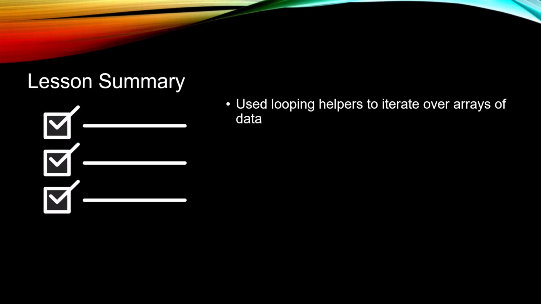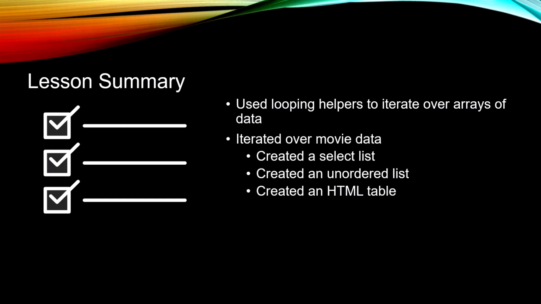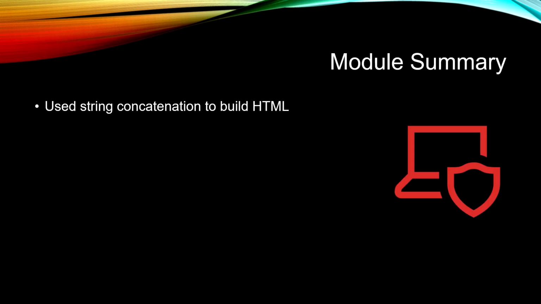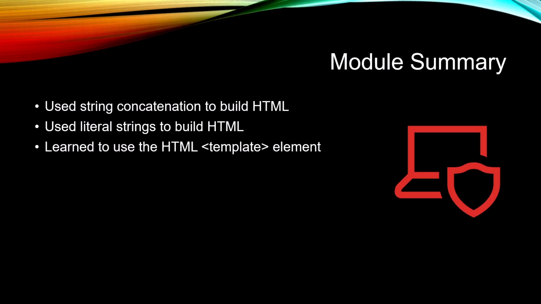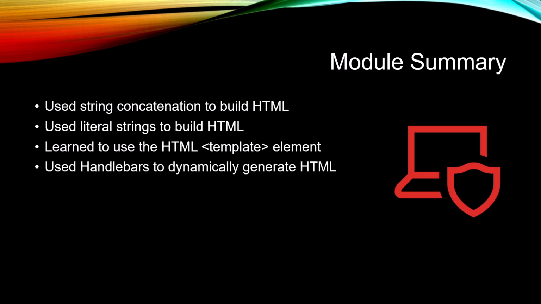In this lesson, we used looping helpers to iterate over arrays of data. So we iterated over movie data and we created a select list, we created an unordered list, we created an HTML table, and we also created a handlebars helper script. I think you can see how handlebars is going to be very, very helpful. In this module, we used string concatenation to build HTML. We used literal strings to build HTML. We learned to use the HTML template element. We used handlebars to dynamically generate HTML, and we even created our own custom handlebars helpers.